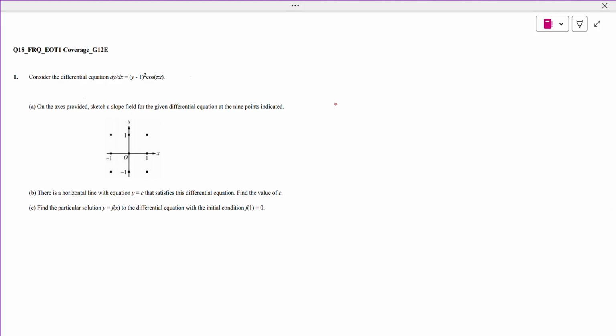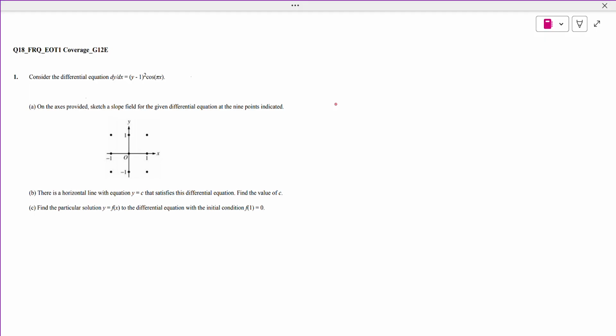In this video I will be working on question 18 from the coverage of a grade 12 elite. This question is about unit 7. We are given a differential equation, and in the first part we need to sketch the slope field at these selected points. We are given 9 points. We need to sketch a slope field for the given differential equation.